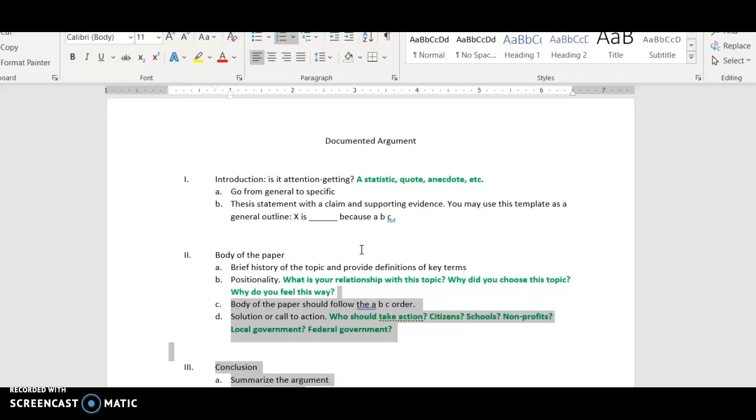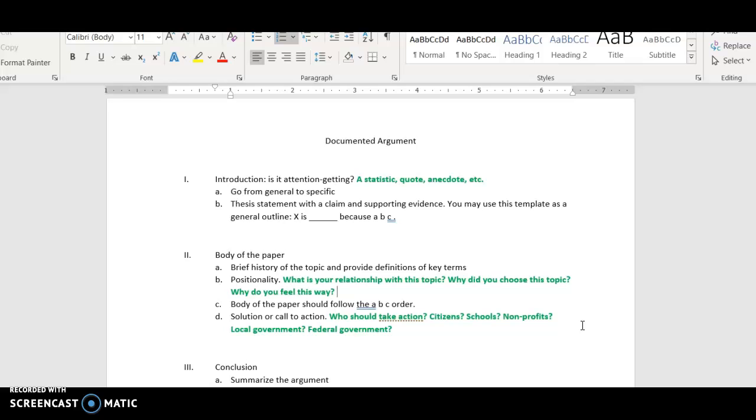So in the body of your paper, you can give a brief history of the topic and provide definitions of key terms. So let's say you want to talk about drones used in warfare. You might want to say when that started and when that really became an issue. Maybe there's key topics, key definitions that you need to provide.